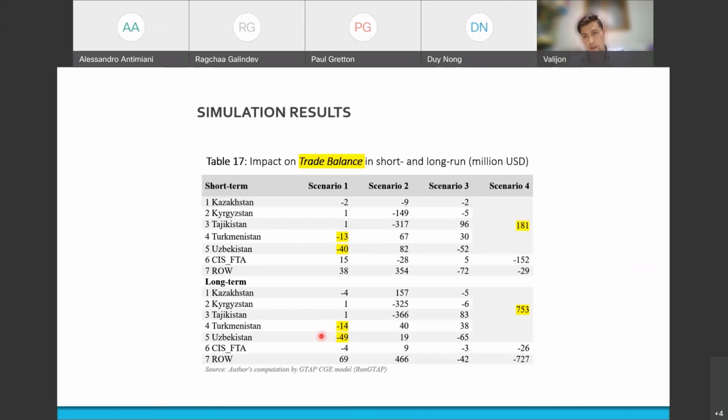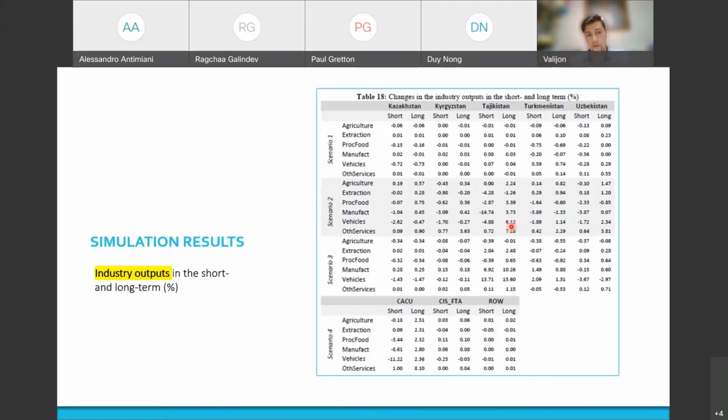But overall, in scenario 4, which is the formation of the customs union and facilitating trade, the trade balance in the region is getting better in the short and the long term. And then we also showed the industry output in the short and the long term.